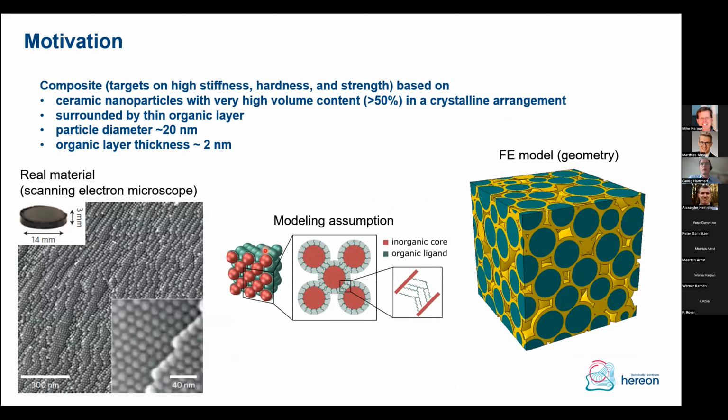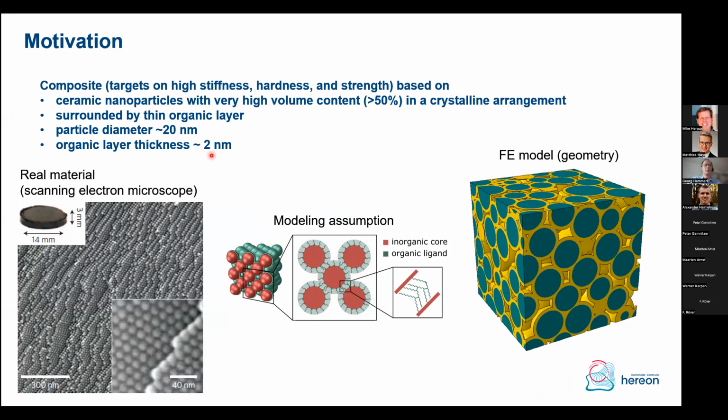The problem that I'd like to talk about today is a composite material, a special material that targets high stiffness, high hardness, and high strength at the same time. It's a composite of ceramic nanoparticles. Nanoparticle means something around 20 nanometers in diameter, and they cover a large volume content, so they're very densely packed in a crystalline arrangement, surrounded by a very thin organic layer of just 2 nanometers.